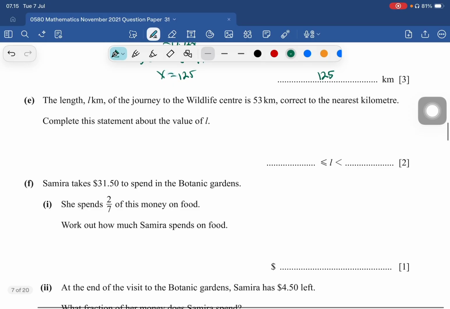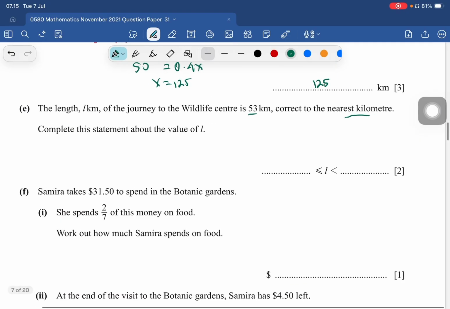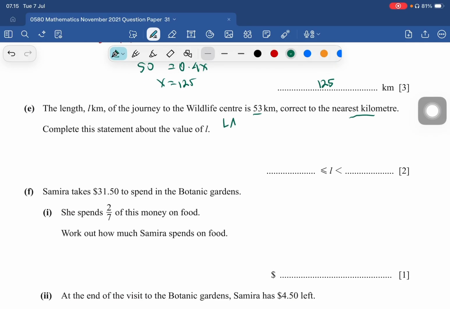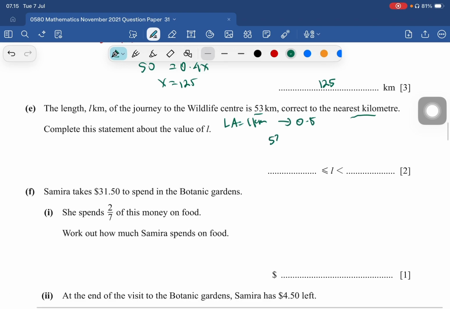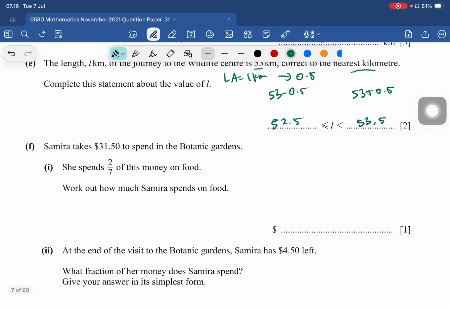Okay, the length L kilometers of the journey to the wildlife center is 53 kilometers, correct to the nearest kilometer. So the nearest kilometer, the level of accuracy is 1 kilometer. We take half, which is 0.5. So for the lower, we got 53 minus 0.5, and the upper is 53 plus 0.5. Here the lower is 52.5 and the upper is 53.5.